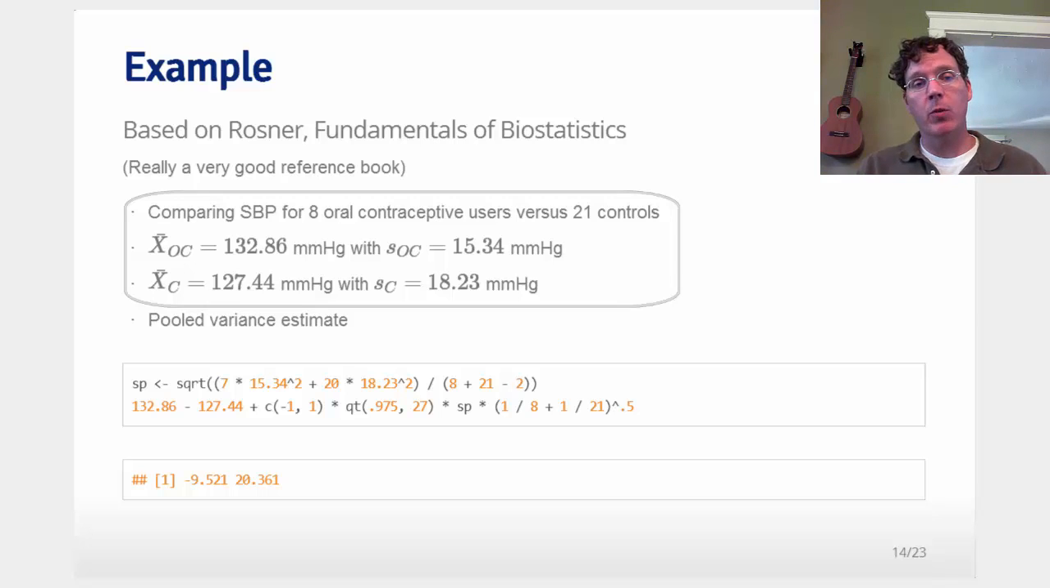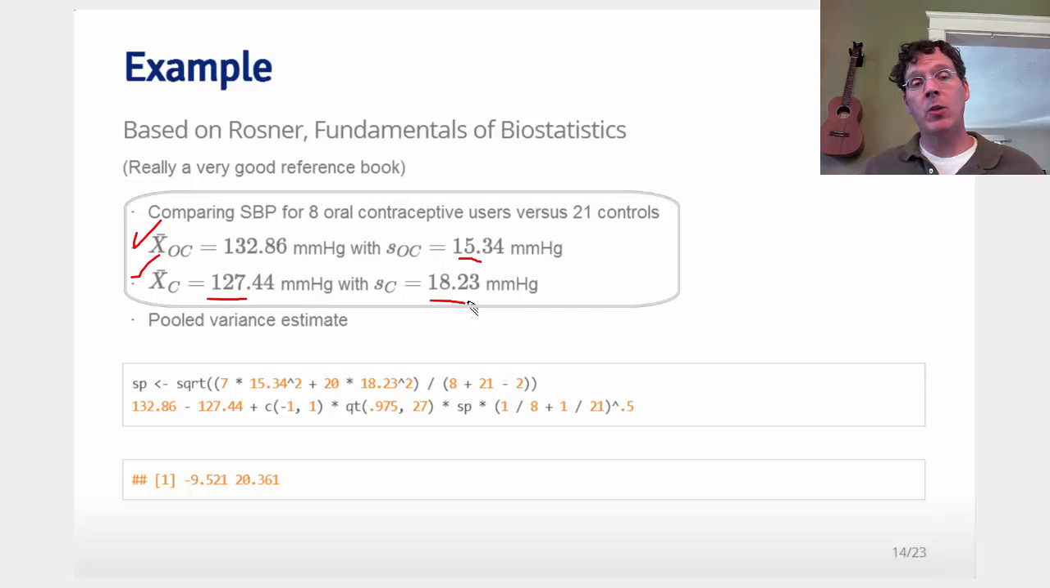In one of the examples from this book, they're comparing 8 oral contraceptive users to 21 controls with respect to blood pressure. For the oral contraceptive users, they got an average systolic blood pressure of 133 millimeters of mercury with a standard deviation of 15, a control blood pressure of 127 with a standard deviation of 18.